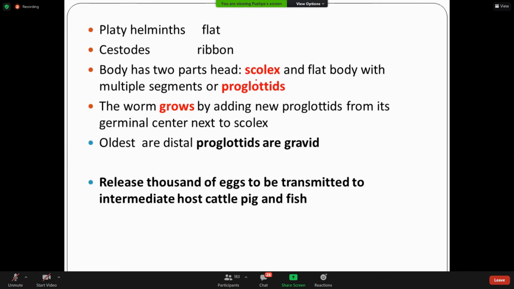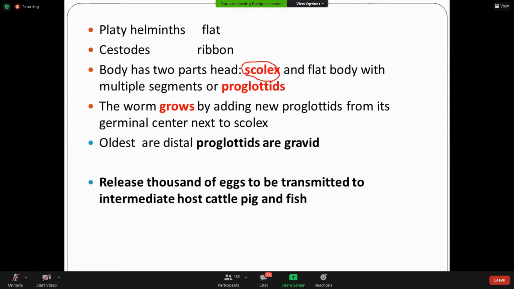Each of them is known as a proglottid. Through the head part, they get the anchorage in the human body. They anchor themselves in some part of the intestine or wherever particularly they are going. And then the proglottids have got the germinal center. This proglottid will keep on adding other proglottids. And the terminal one has got the gravid uterine branches having eggs, and they are released.